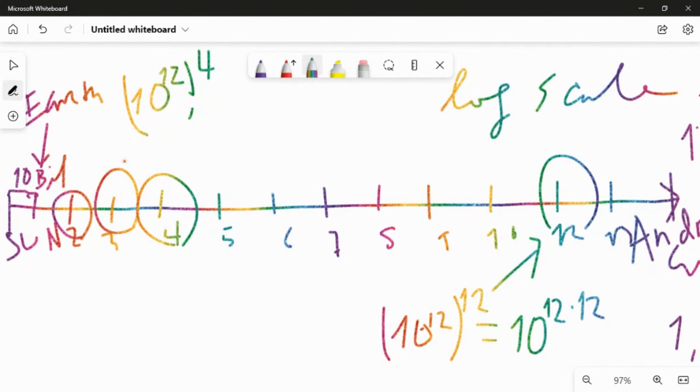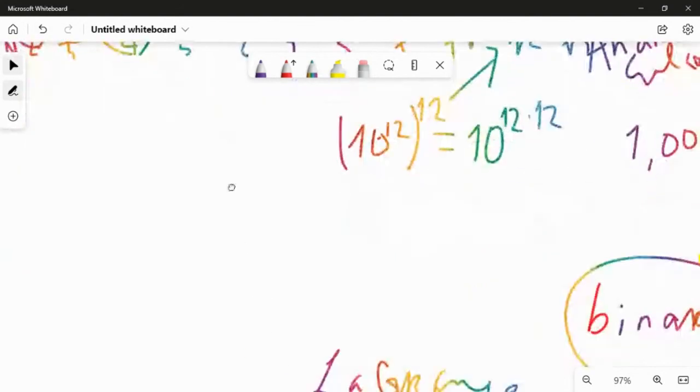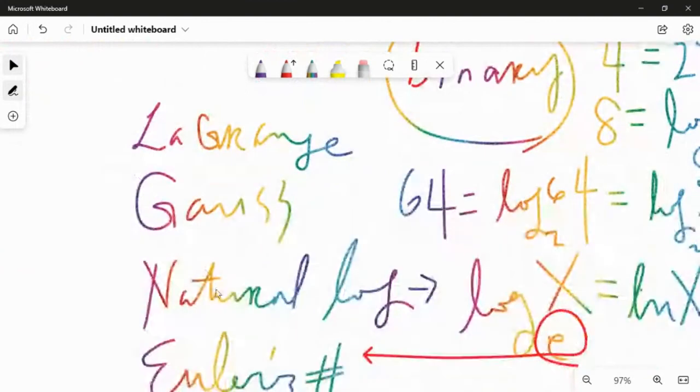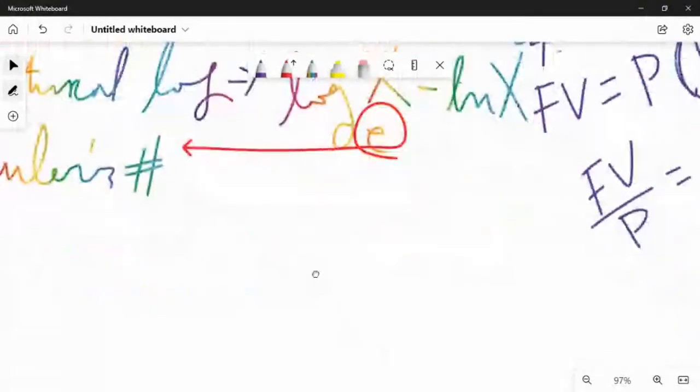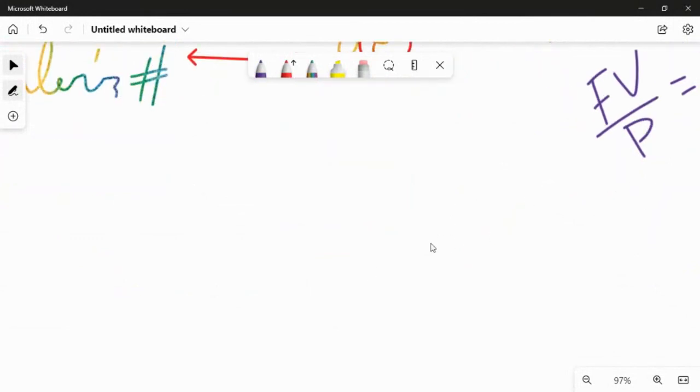But again, as I said, we're out of time, so Euler's number and natural log need to be reserved for our next class.